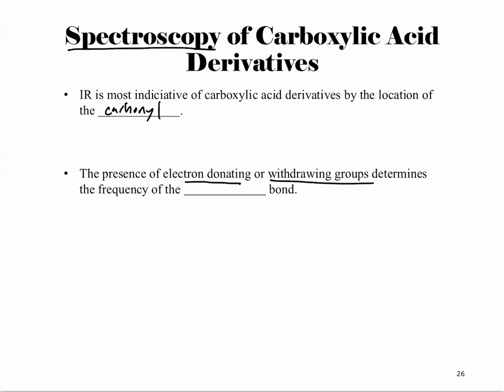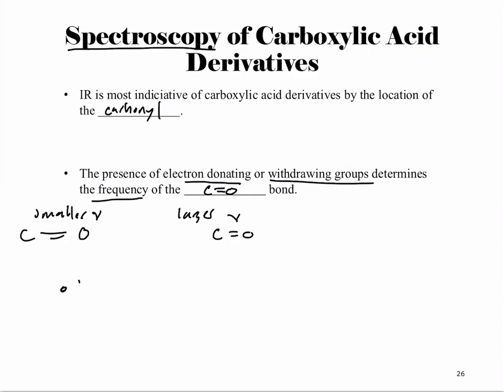So these are the same things that determine the activating or deactivating characteristics of groups on an aromatic ring, right? So that basically shields or pulls electron density away or into the carbonyl bond. And so that affects the frequency, right? So if the bond gets longer, then it has a smaller frequency. And if the bond gets shorter, based off of electron withdrawing, this one is going to have a larger frequency, right? So this is how these groups are going to be shifted.